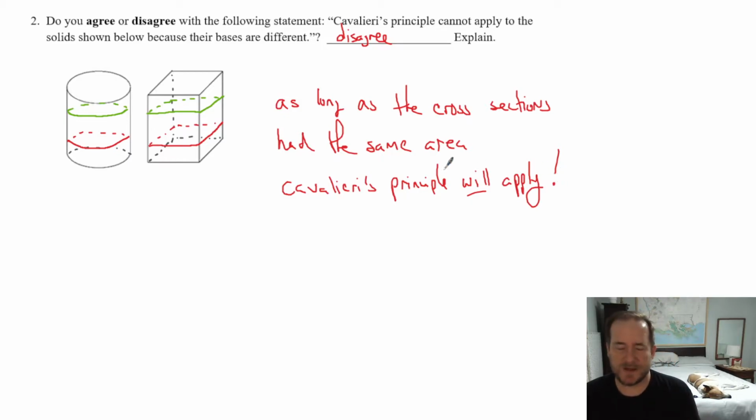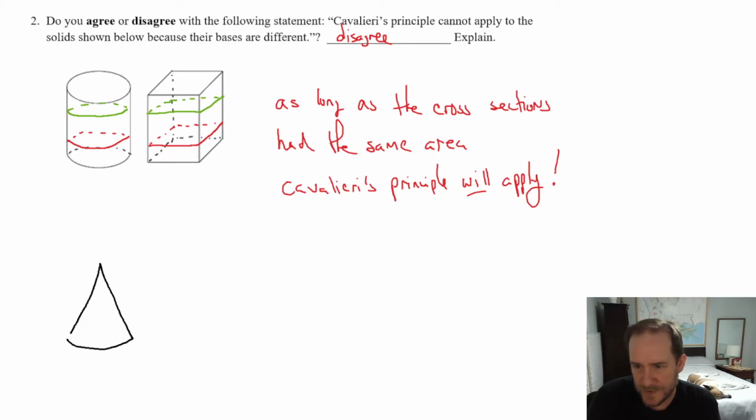And that's it. Cavalieri's Principle doesn't care about the shapes of the cross sections. It just wants the cross sections to be equal. The red has to equal the red. The green has to equal the green. And furthermore, we don't even need all the cross sections to be the same. Cavalieri's Principle would apply even if you had a cone and a pyramid.